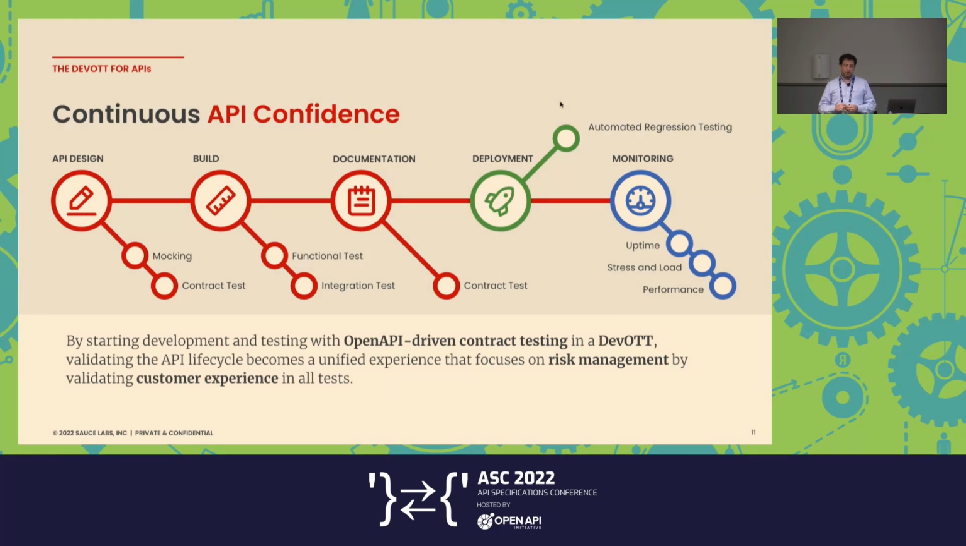The third area we see is once we get into documentation, contract testing comes back into play. We need to ensure that as we're documenting it, we're still adhering to the same specification, or if the specification changed, that the contracts still do hold up. Once things get deployed, we have regression testing that's in place.